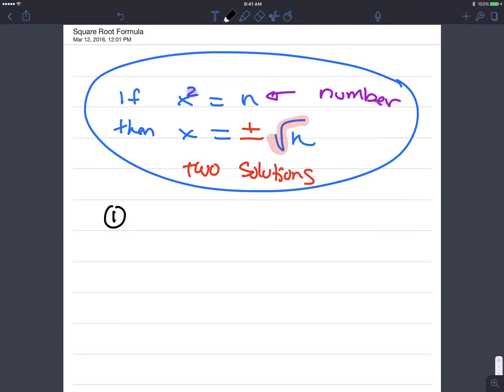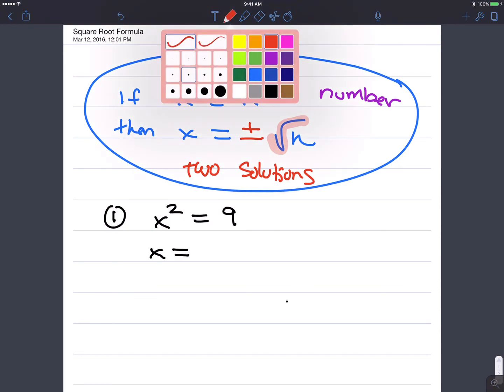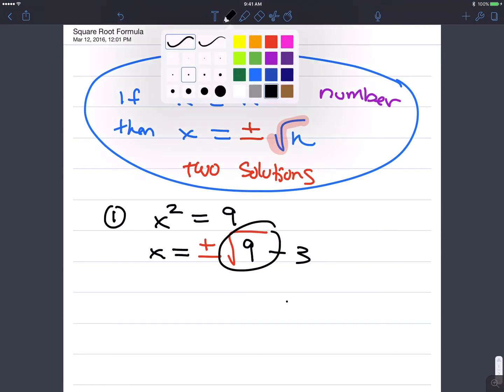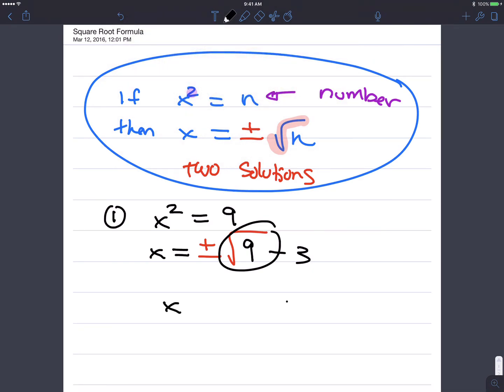Number one, we have the statement x squared is 9. Now, again, that is a quadratic. X squared is a number. That means x will be plus or minus the square root of that number 9. Now notice something about this 9 here. 9 is a perfect square. So the square root of 9, this portion here, is really the value 3. So now I'll say to you that x is plus or minus 3.